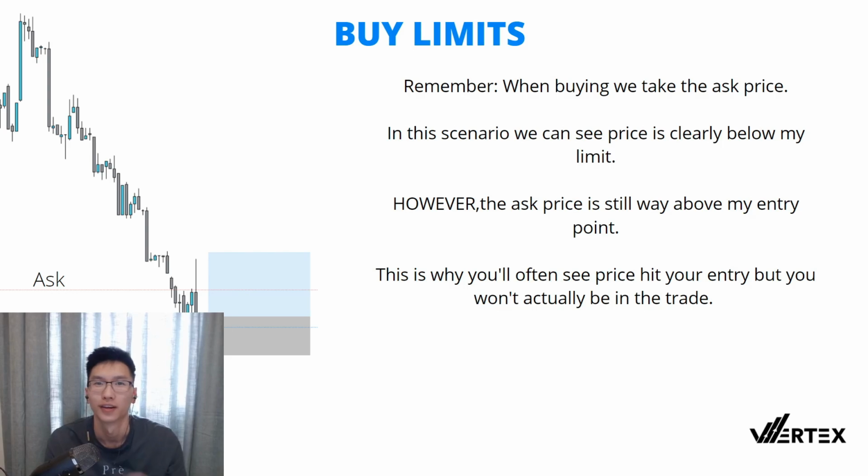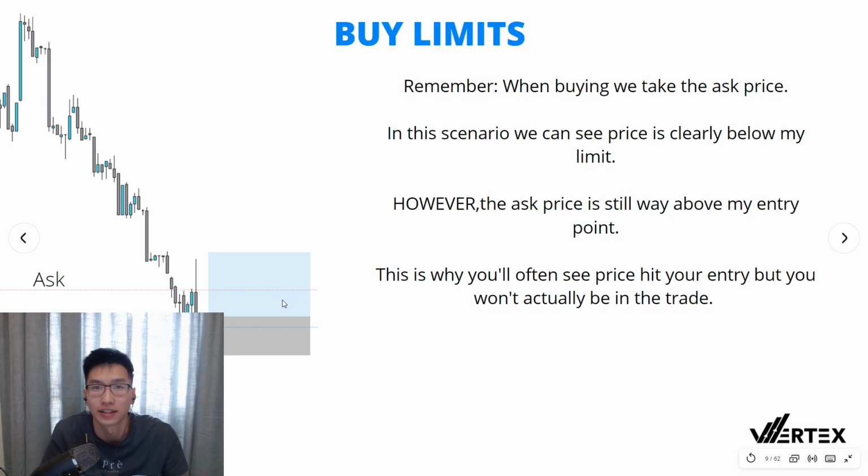Okay, so buy limits. Remember, when we're buying, we take the ask price, and when we're selling, we take the bid price. I've said this many times. Now, in this scenario, we can see price is clearly below my limit right here. Candles are below. However, the ask price is still way above my entry point. This is a way better example than the one I just showed on sell limits. This is why you'll often see price hit your entry, but you won't actually be in the trade.